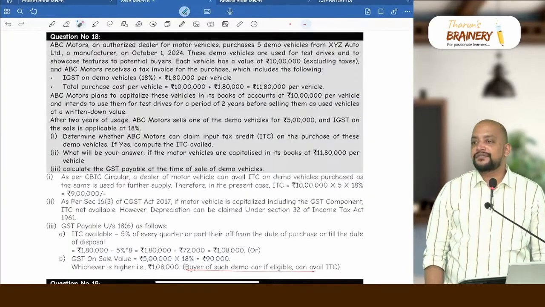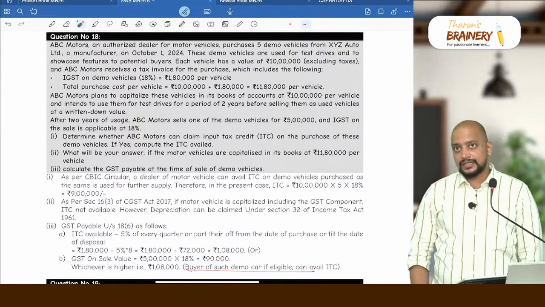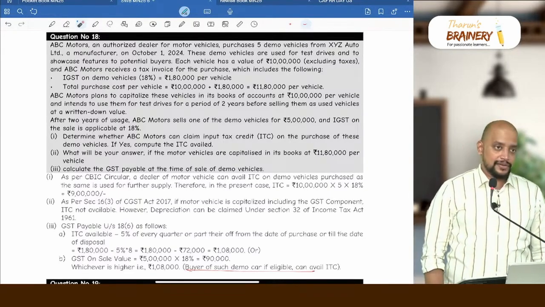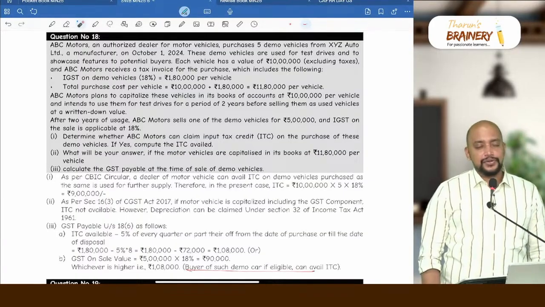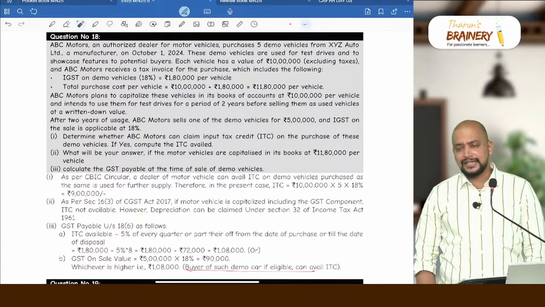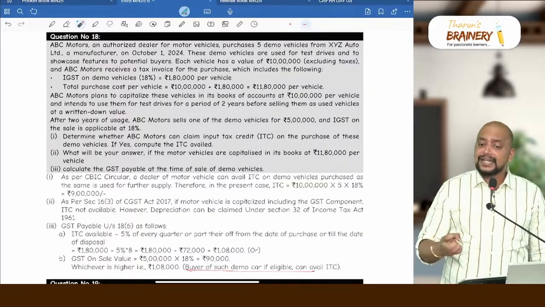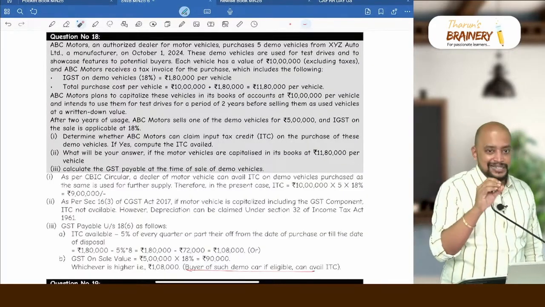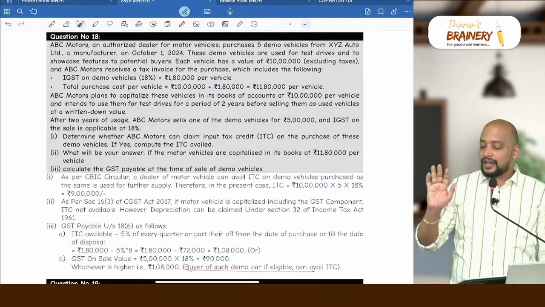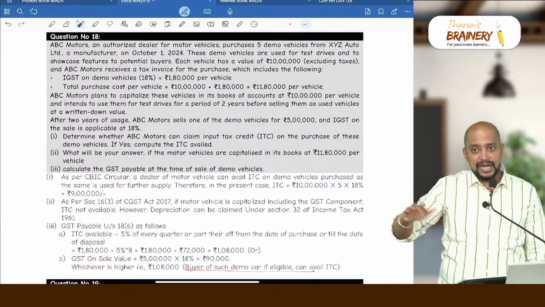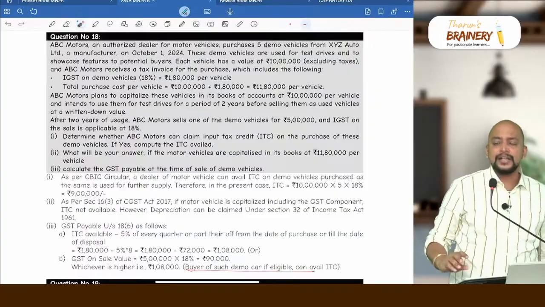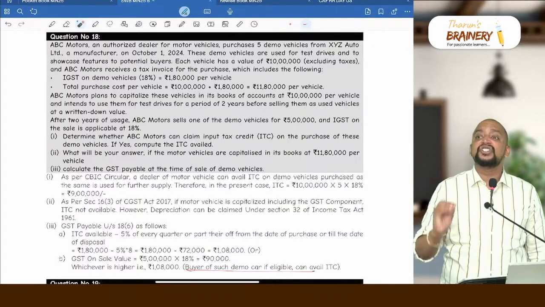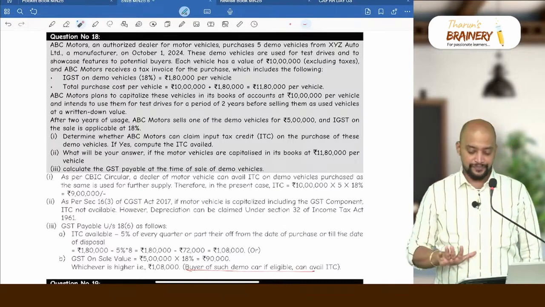You understood my question first? I am telling you, listen to the question first properly. They have purchased the demo car, 10 lakhs plus 1,80,000, 11,80,000. They purchased it, and they have capitalized the entire 11,80,000 and they claimed depreciation also under section 32. Got it? Now they are selling the demo car as usual after 2 years. Then what should be taken as the value on which GST is payable?